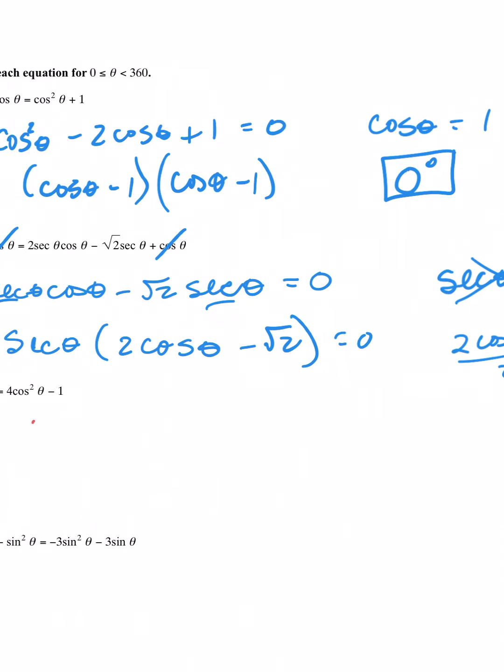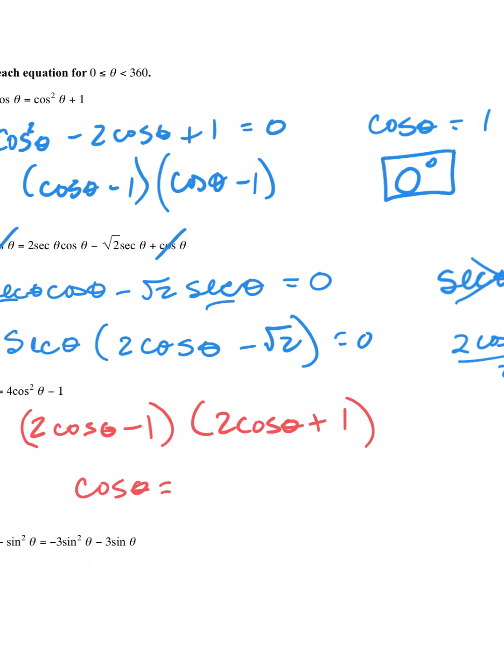This one's a difference of 2 squares, because they're both perfect squares, so it's 2 cosine of theta minus 1 and 2 cosine of theta plus 1. So it's going to be cosine of theta equals 1/2 when you add 1 to both sides and then divide by 2. And cosine of theta equals negative 1/2 when you subtract the 1 and then divide by 2. And there should be 4 answers for this one. And the 4 answers are 60, 120, 240, and 300.